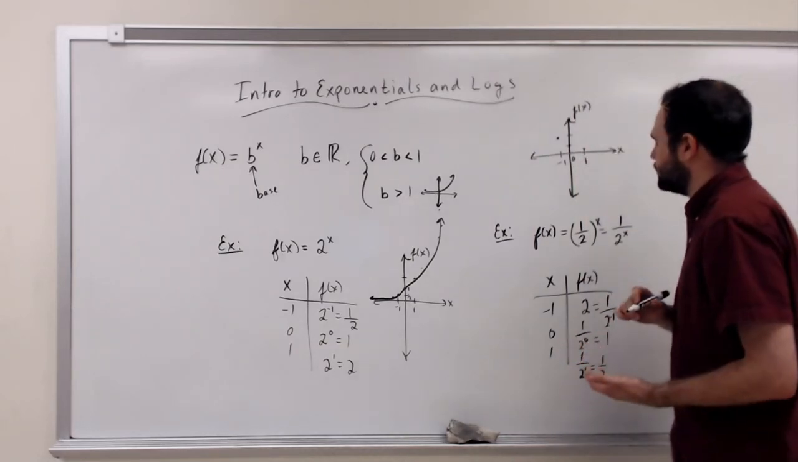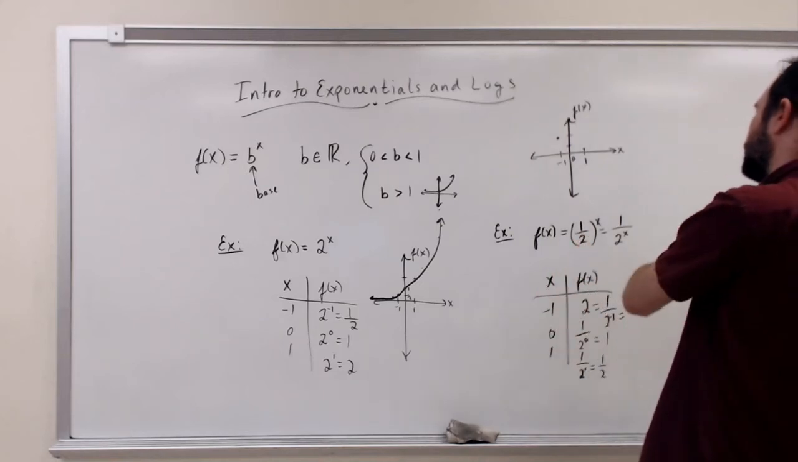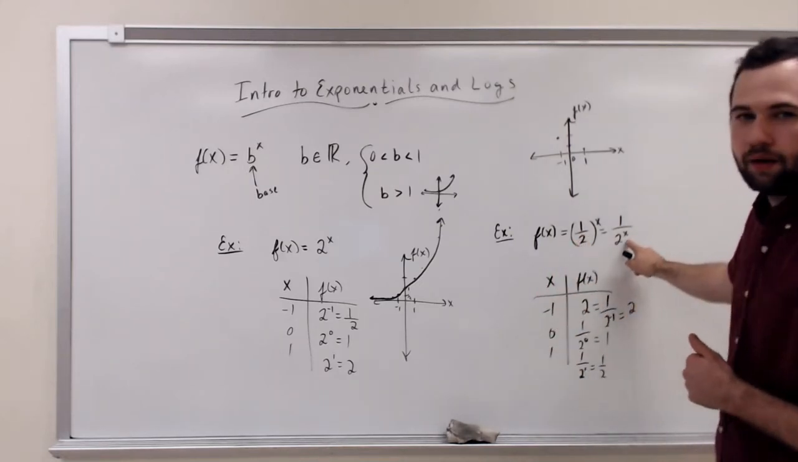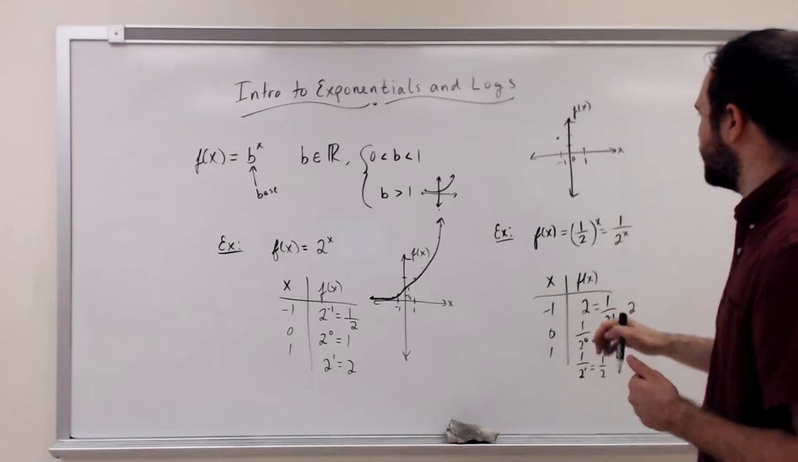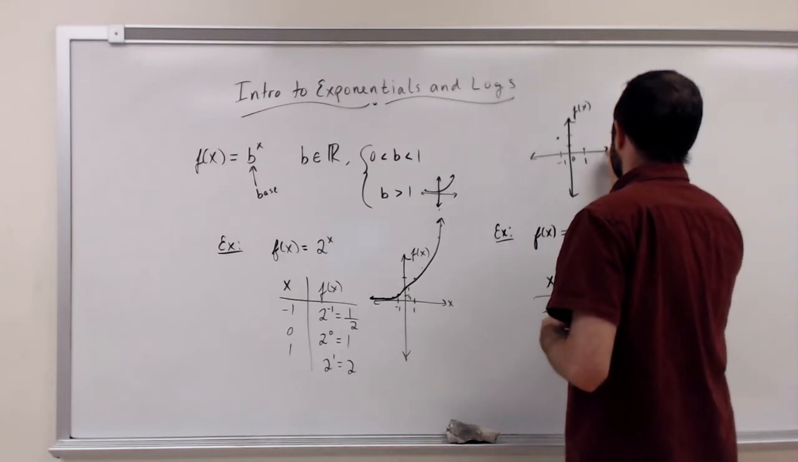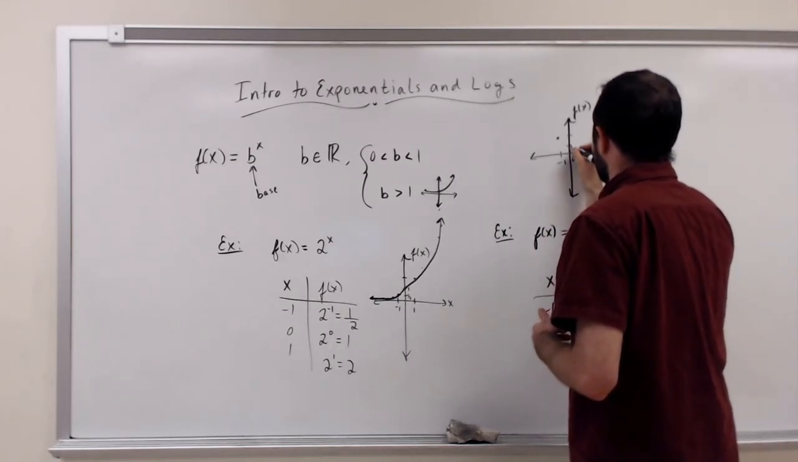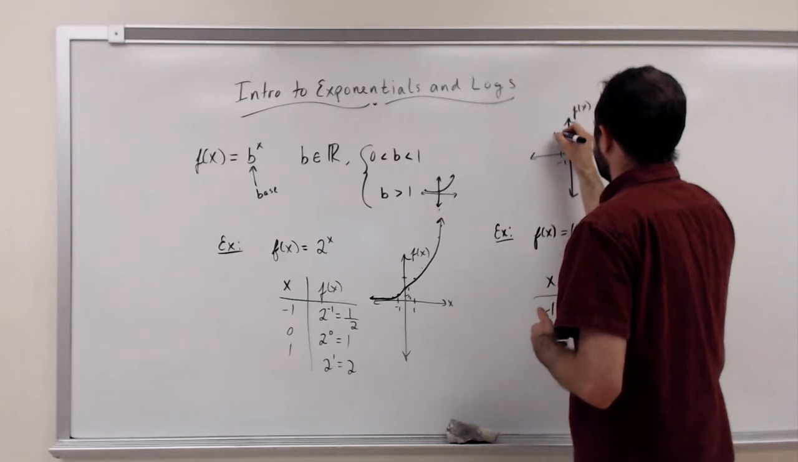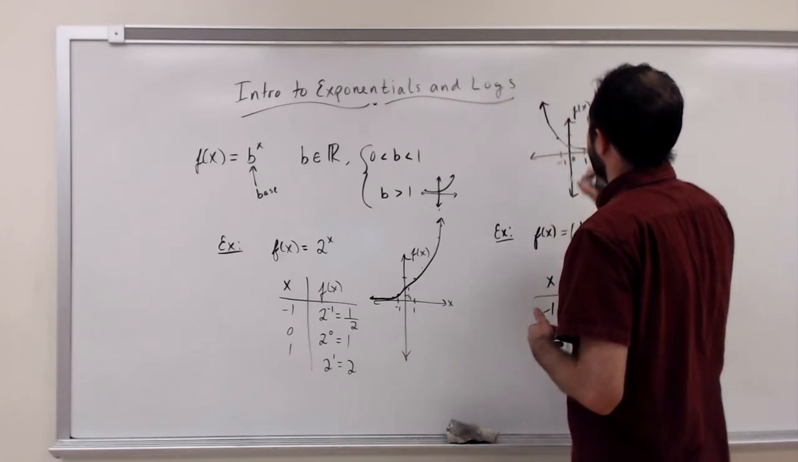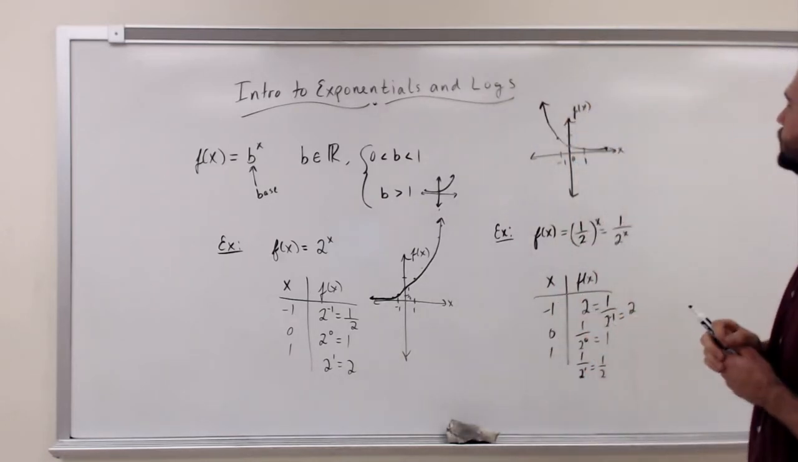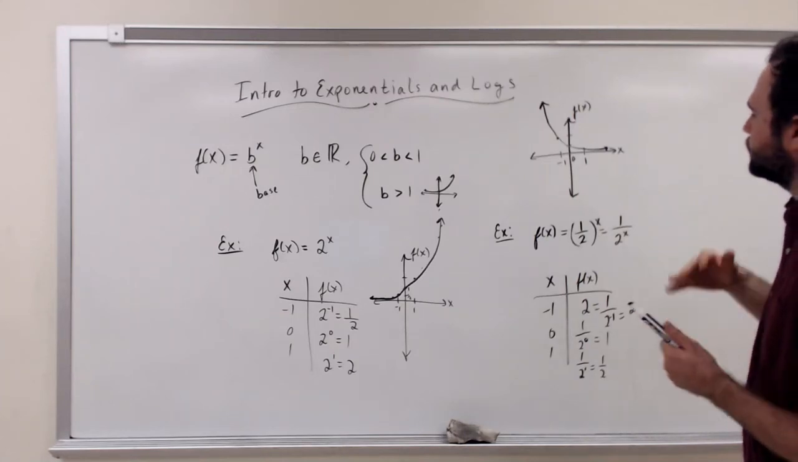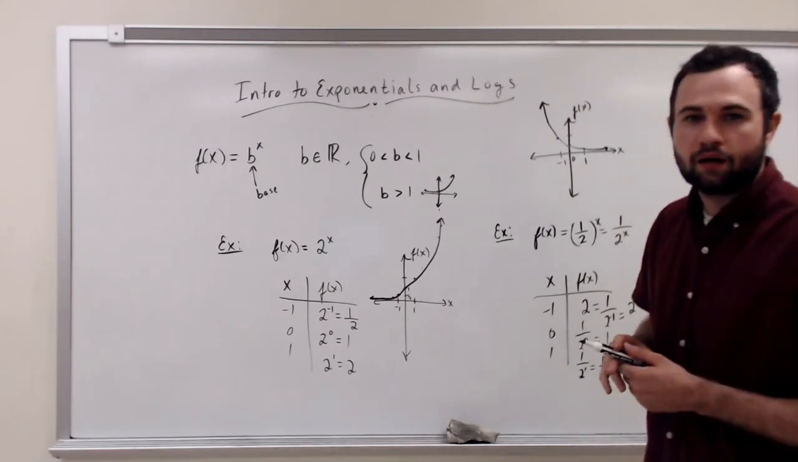And we can kind of see what's happening here also. As we grow in the positive direction, this is just going to become a smaller and smaller fraction. And so this is going to decay this way. And as we head in the negative direction, it's going to reciprocate, making it a whole number. And it's going to go to infinity here as we let x get really small in the negative direction.